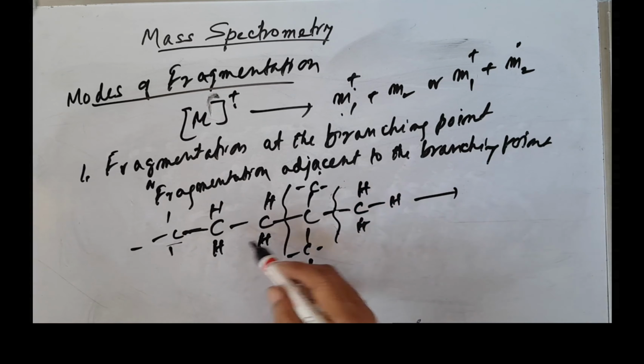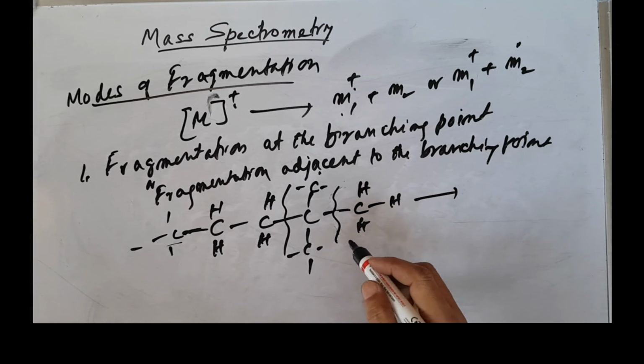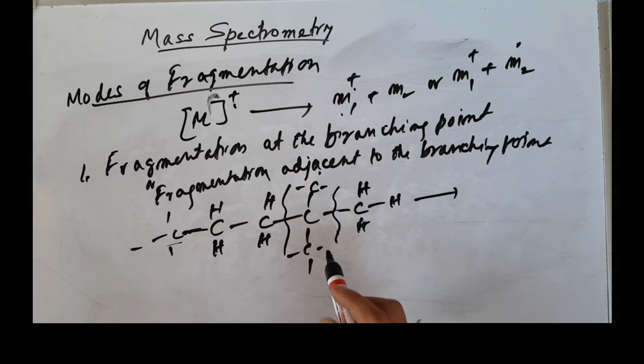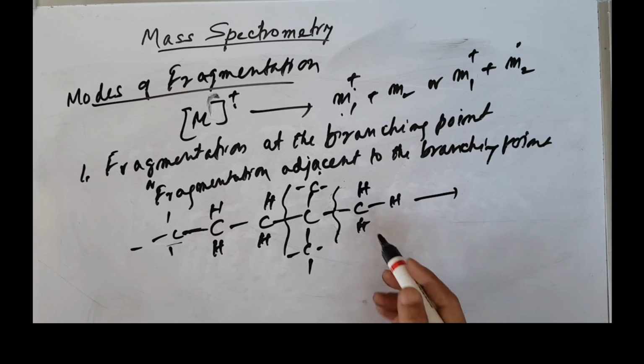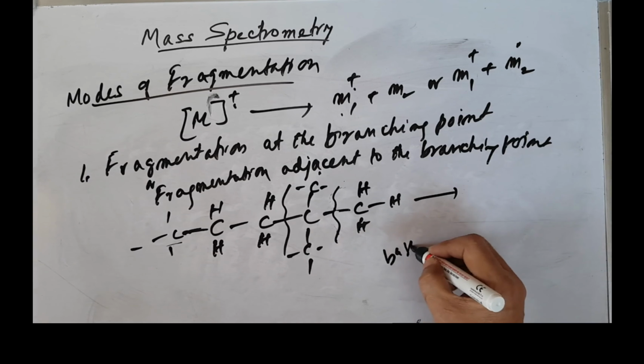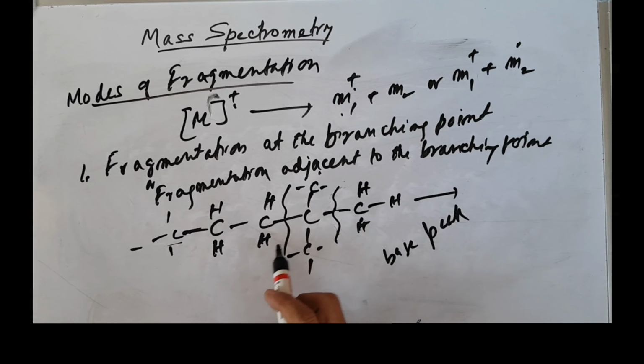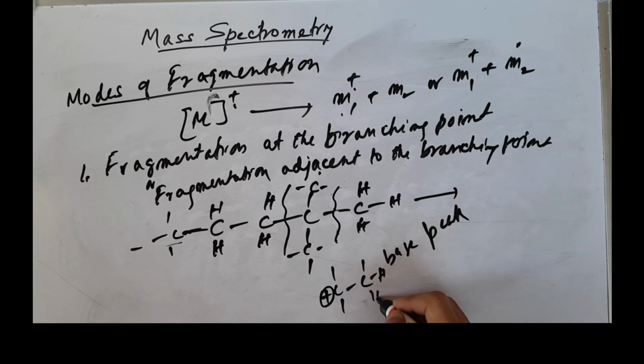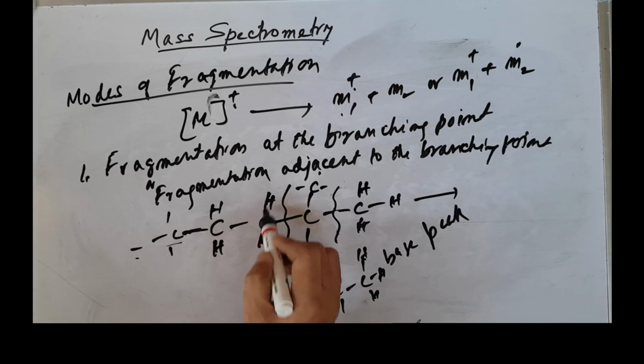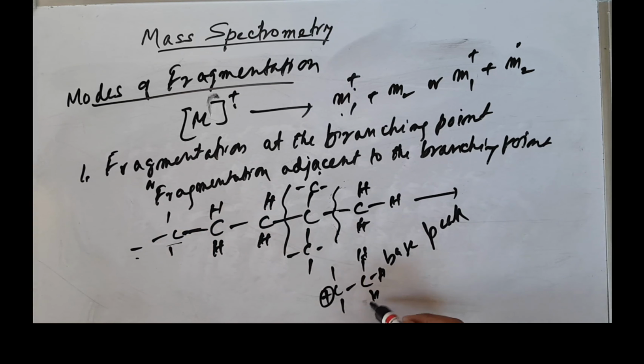Fragmentation can give here or here, but the base peak, the higher intensity one, will be the one where fragmentation takes place with a longer fraction. So here we can have this fraction, let's say C with hydrogen here, and here. This fragmentation takes place with a long fraction, so this will have high intensity, the base peak, as compared to the others.